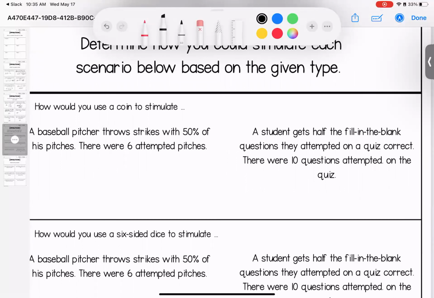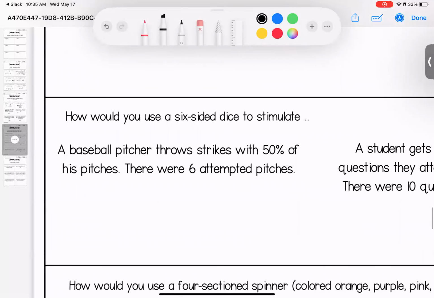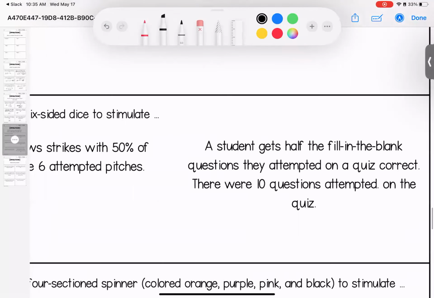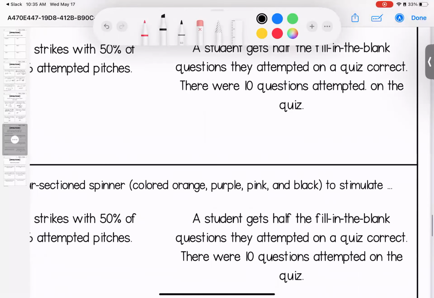How would I use a coin to simulate a student getting half the fill in the blank answers they attempted on a quiz correct? There were 10 questions. Flipping the coin 10 times, saying that heads is right and tails is wrong. How would I use a 6-sided dice to simulate a pitcher throwing? Again, same situation, but using a 6-sided dice. I could roll that die 6 times and say that odds are strikes and evens are a ball. Talking about the fill in the blank question, I can say evens are right and odds are wrong.